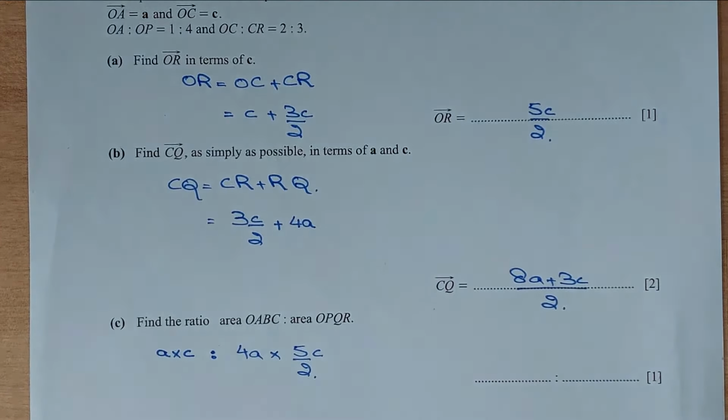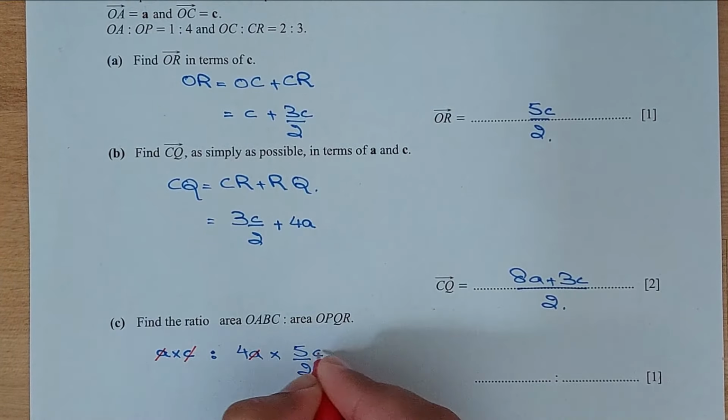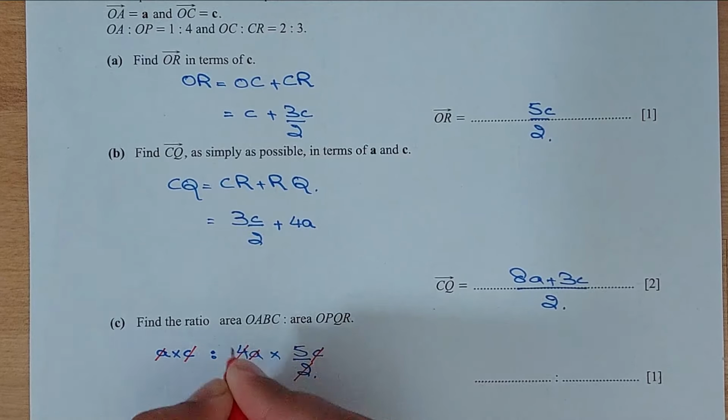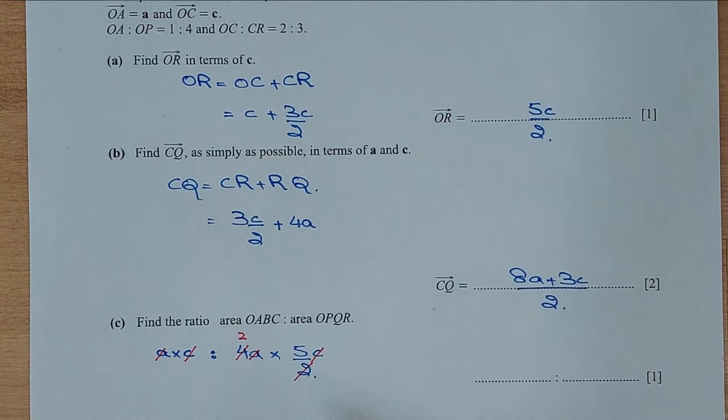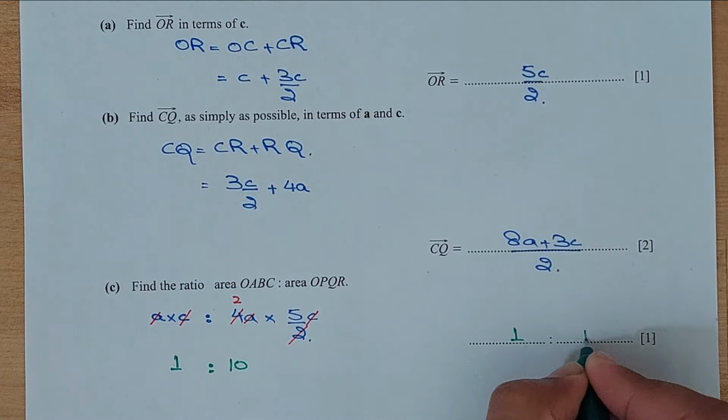So 4a times 5c by 2. Okay, now we can cancel the like terms first. So a is cancelled with a, c is cancelled with c, 2 is cancelled with this 4, this is 2. So we are just left with 1 here, and 2 times 5 is 10. So the two parallelograms have areas in the ratio of 1:10.